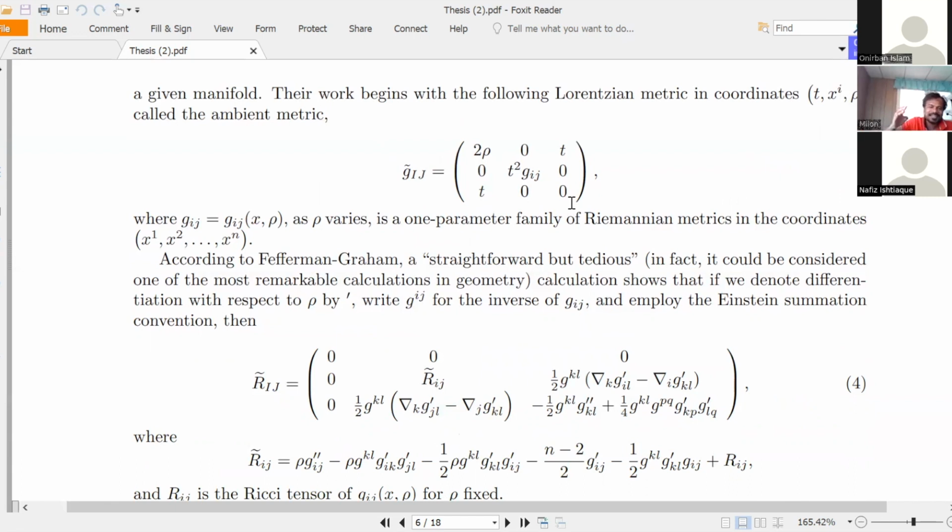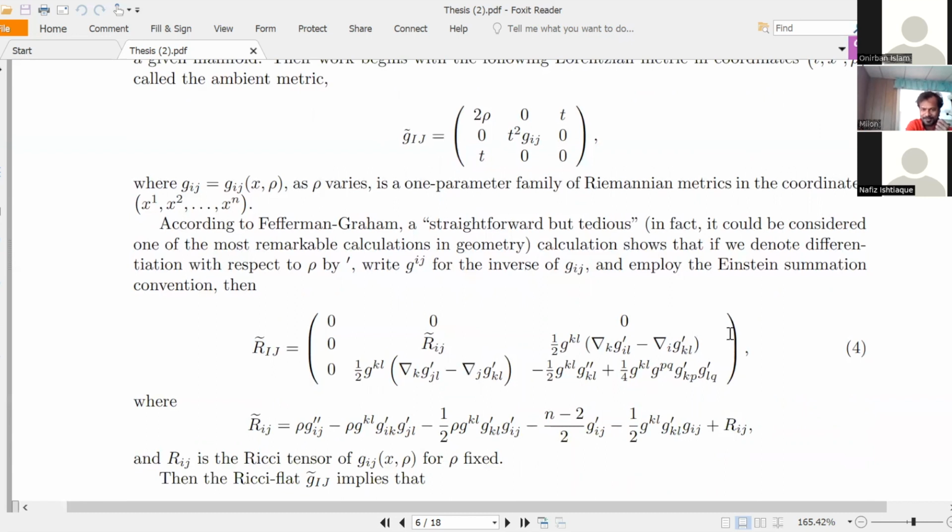And then you do the most nasty possible computation one can imagine. You compute the Ricci scalar with respect to this metric, and you have this Ricci curvature in n plus two dimension. And Fefferman, you guys know he's a Fields medalist, said this is a straightforward but tedious calculation. In my view, it could be tedious, but this is one of the most remarkable computations in geometry in the last 30 or 40 years. I mean, it solved at least five or six different unsolved problems.